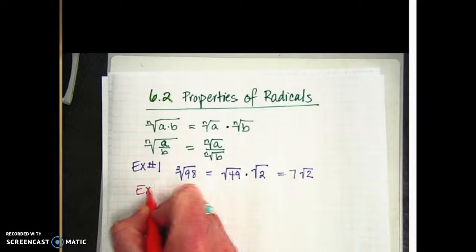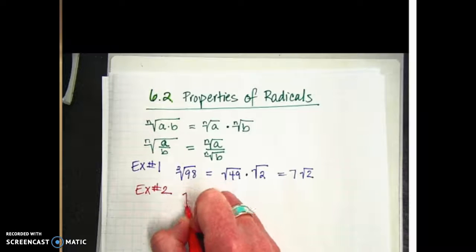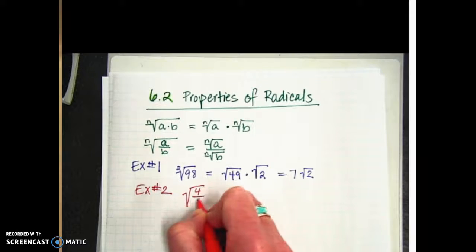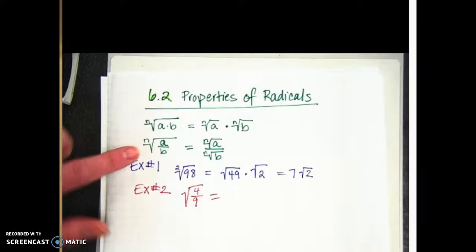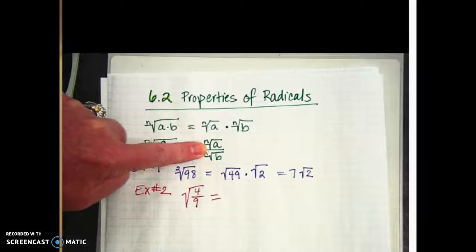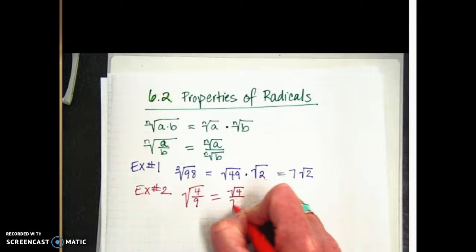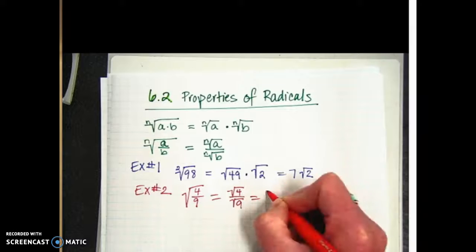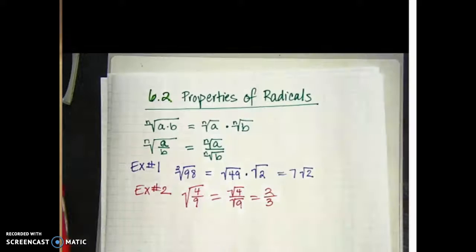Example number 2. Also with the square root, we're going to take the square root of 4/9. Both perfect squares, but we're using the second property, which says that we can separate them to the square root of 4 over the square root of 9. Square root of 4 is 2, square root of 9 is 3. Any questions on example 2?